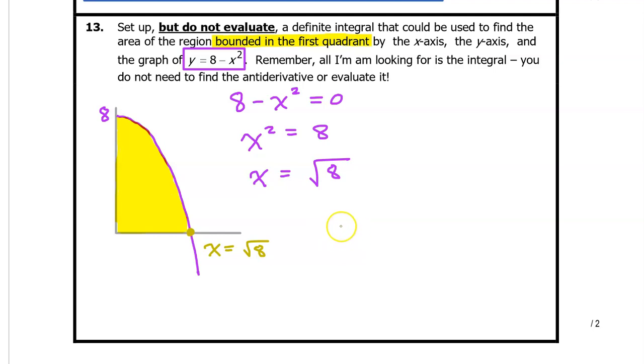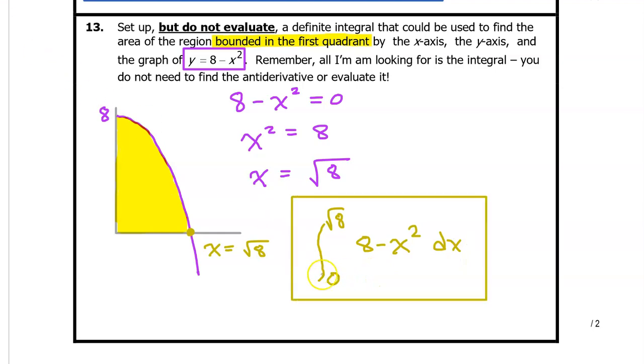We can set up the integral now. The limits of integration will be the width of this interval from 0 to radical 8. So we will say the integral from 0 to radical 8. And we're talking about the area under this curve, so we can just go ahead and put in the function 8 minus x squared. And don't forget your dx on the end. And that's it. That's the answer to number 13.